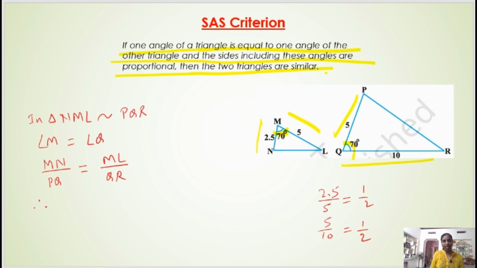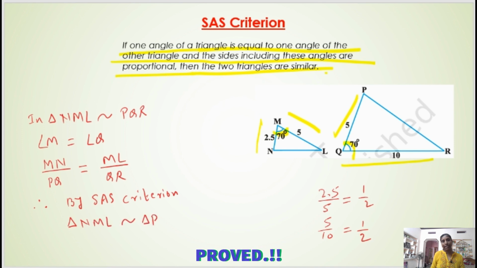So therefore by SAS, it means one angle is equal and the sides including the angle are proportional. Therefore by SAS criterion, triangle NML is similar to triangle PQR. Okay, so this is how we should write the procedure.